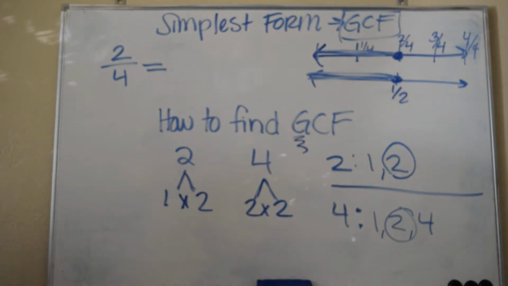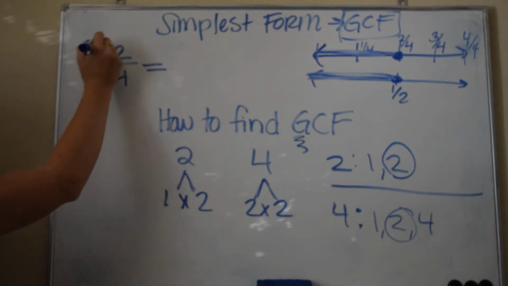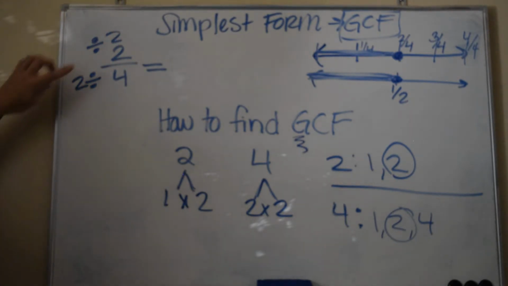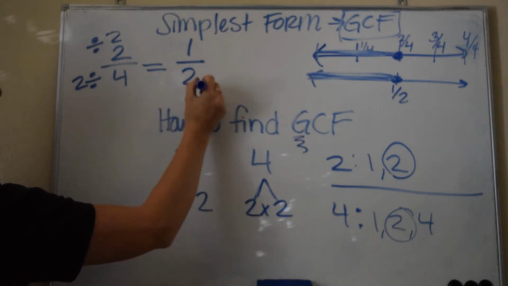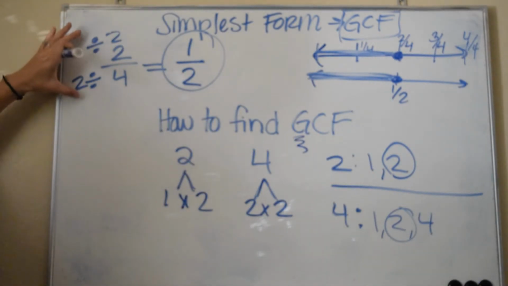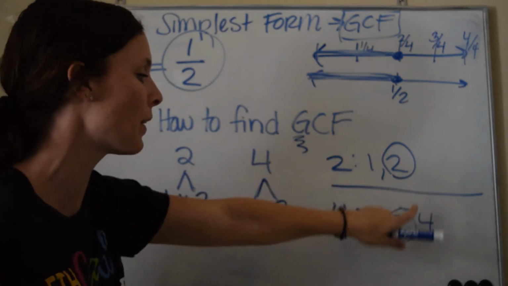So what do I do with the greatest common factor in order to simplify? I'm going to divide the top and bottom by the greatest common factor, and it will simplify the fraction in simplest form. What is 2 divided by 2? 1. What's 4 divided by 2? 2. And there you have it. That was the simplified fraction for 2/4. I can find it by finding the greatest common factor and dividing the top and bottom to find the simplest form for a fraction. Okay, so again, why are we finding greatest common factor? In order to simplify the fraction. We simplify it by dividing the top and bottom by the greatest common factor.